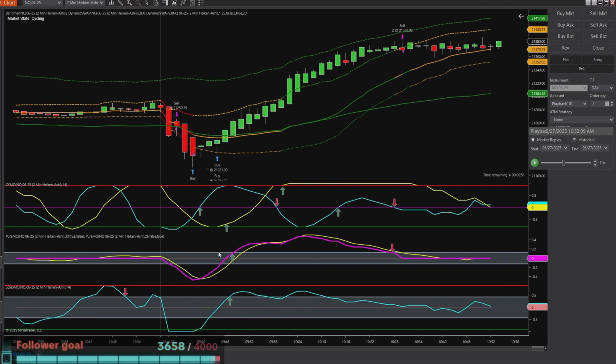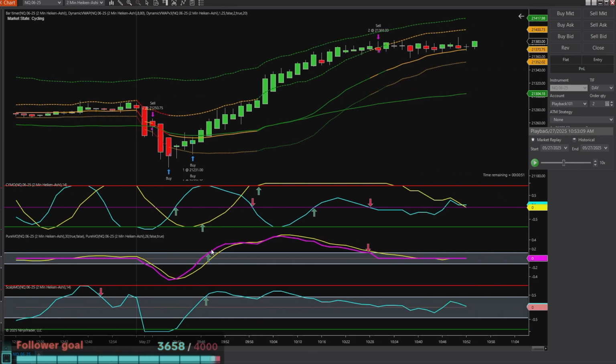So you combine them. This is the strength of the move with momentum, and this is your sustained move as it stays on top right there.